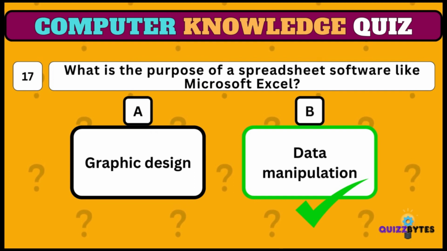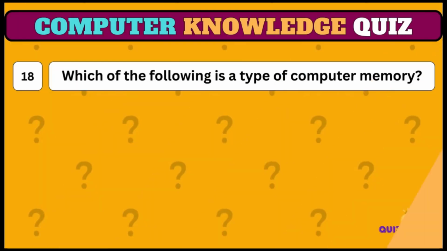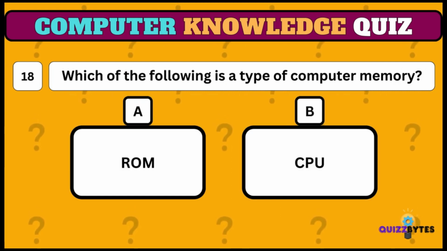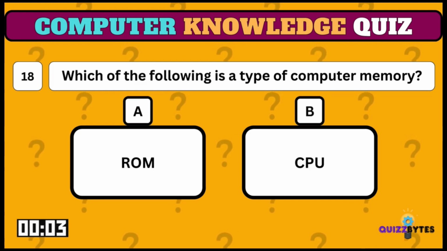Absolutely right. Spreadsheet software like Microsoft Excel is used for data manipulation, organizing, analyzing, and presenting data in tabular format. Proceeding to question 18. Which of the following is a type of computer memory? A. ROM or B. CPU?